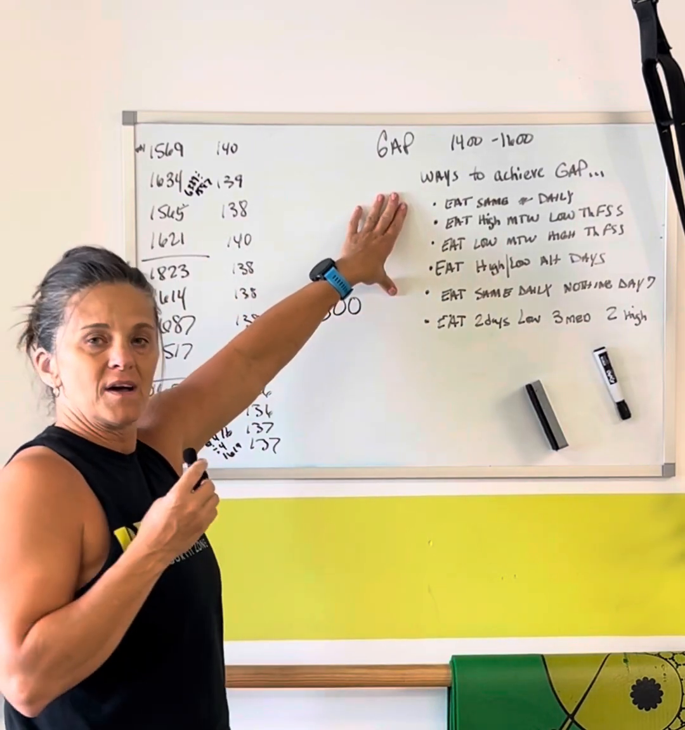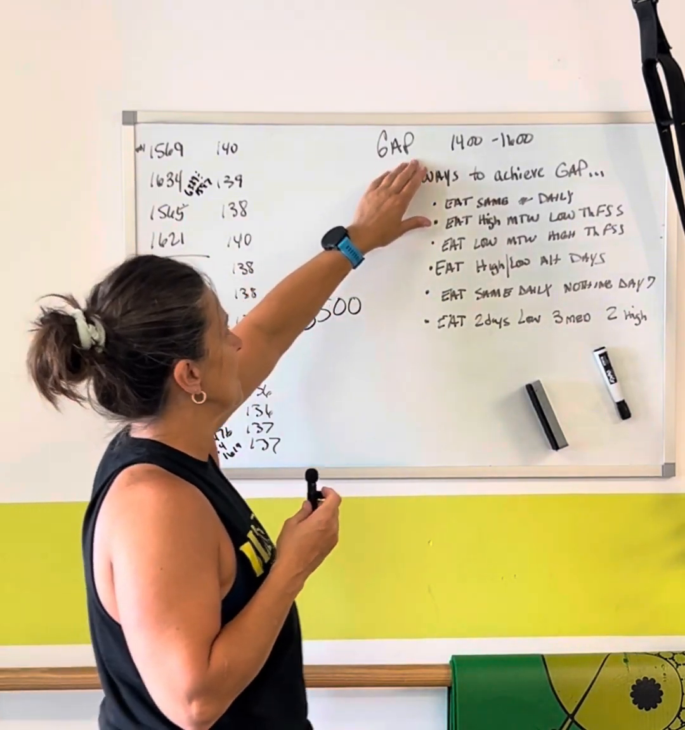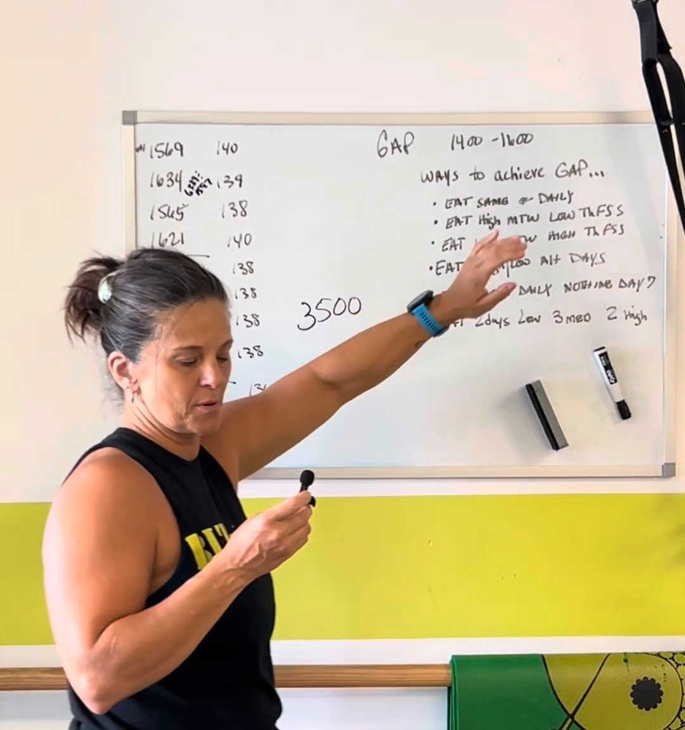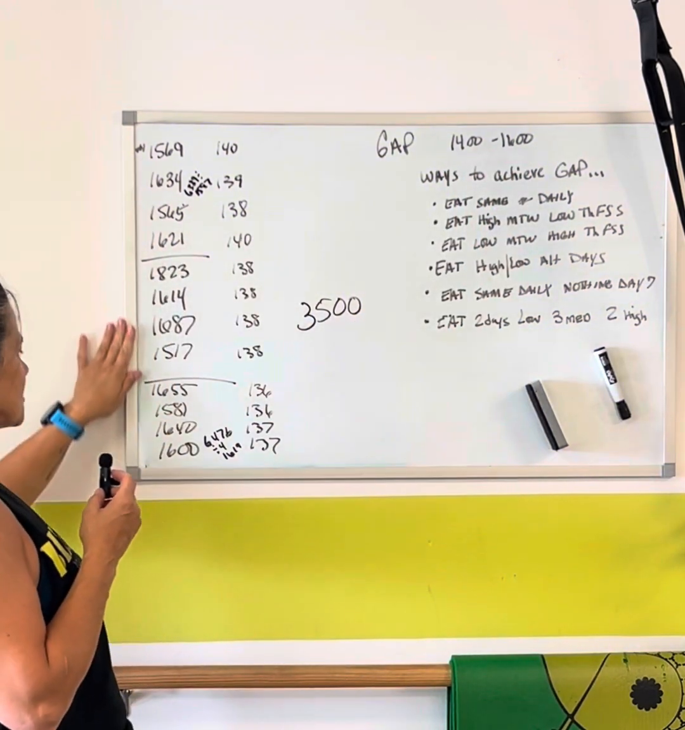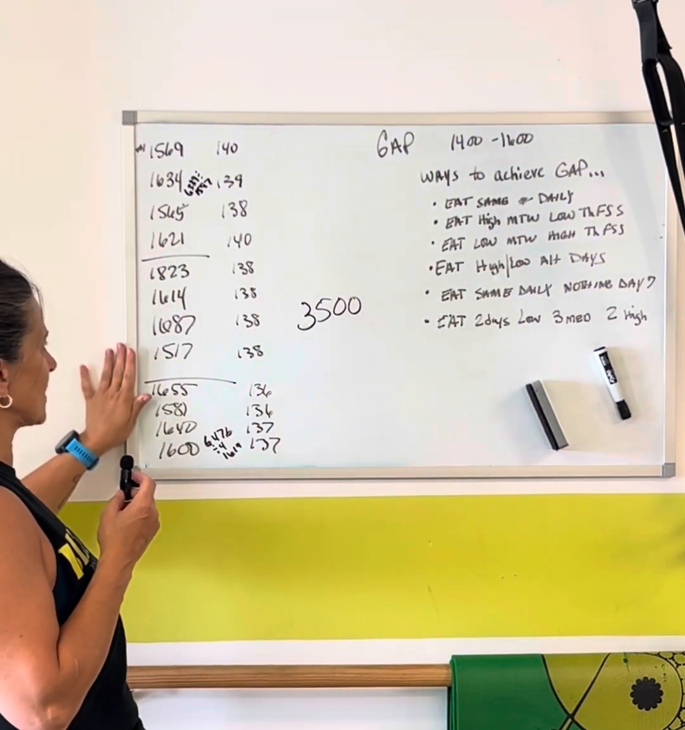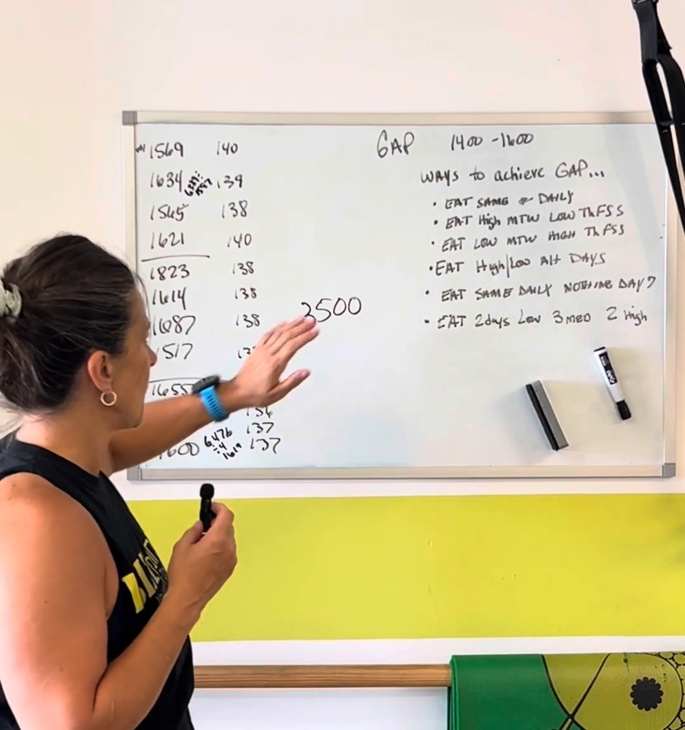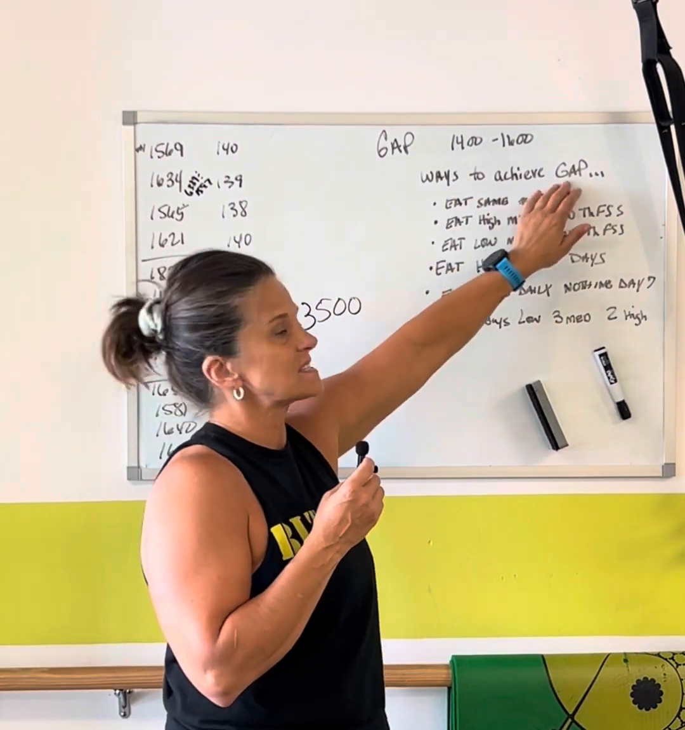Over here I have some description. Everybody is going to have their gap, okay? Their gap of what they should be eating. This person, her gap is between 1,400 and 1,600. As you can see, she tends to hang right around 1,500, 1,600, okay? There are ways to achieve this gap.